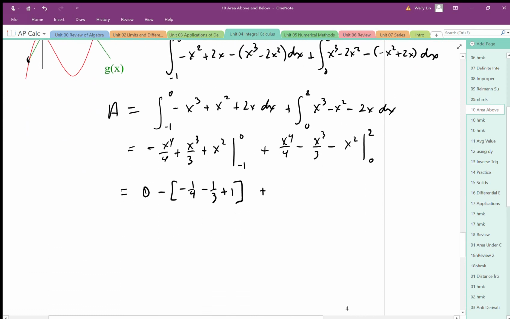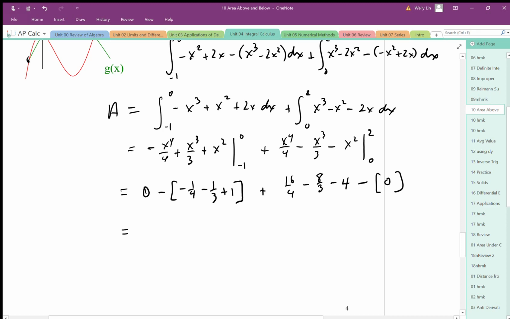Okay, and then working this out, I'm going to plug in 2. I'm going to end up with 16 over 4 minus 8 over 3 minus 4, minus, I'm going to plug in 0, I get 0. Okay, so there's my area.